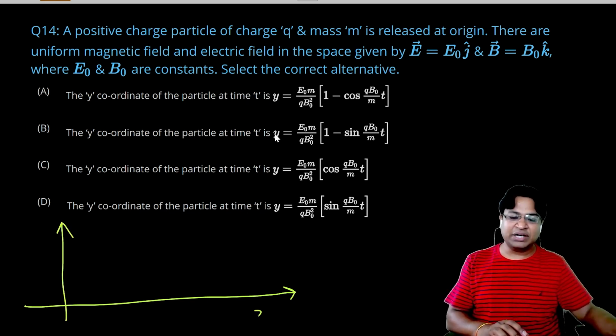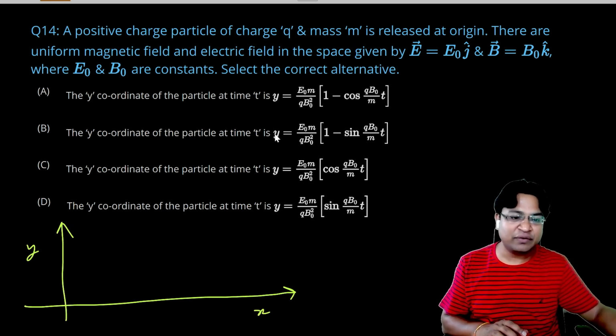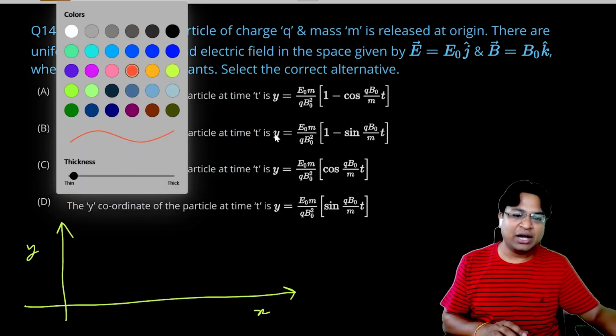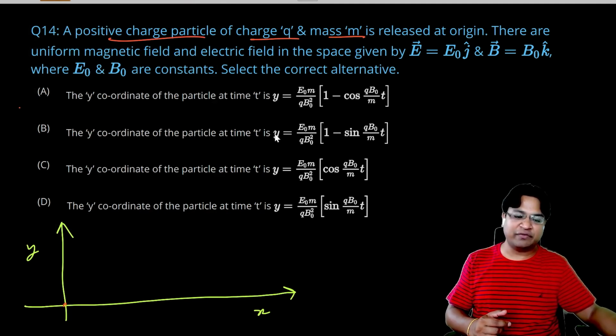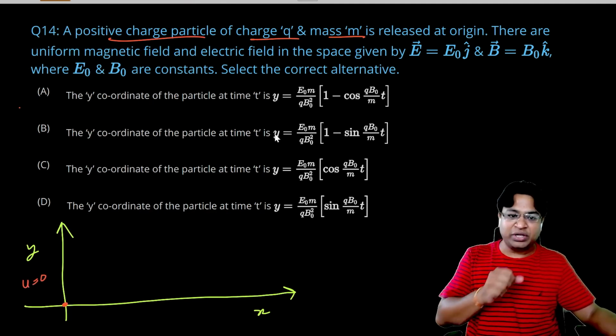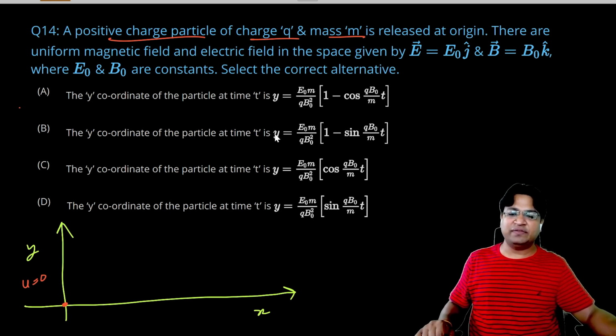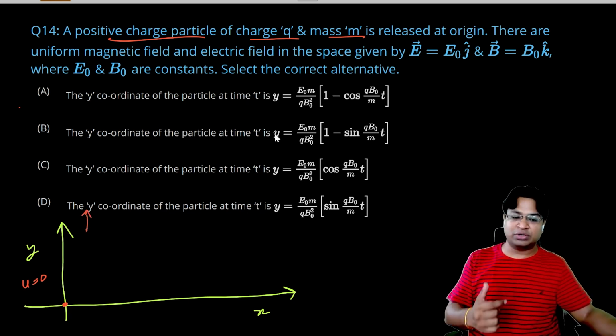Okay, let's see. Let's say this is the x-axis, this is the y-axis. According to the information given in the question, what is happening here? It says that there is a positive charge q of mass m released at the origin. So we have released it, which means the velocity can be considered as zero. There are uniform magnetic and electric fields in space. The electric field is in the j direction, so in this direction, and the magnetic field is in the k direction, so it is outward. So I'll make dots.